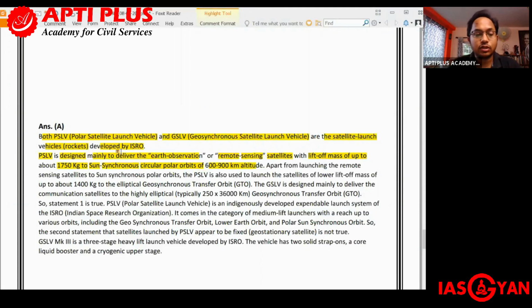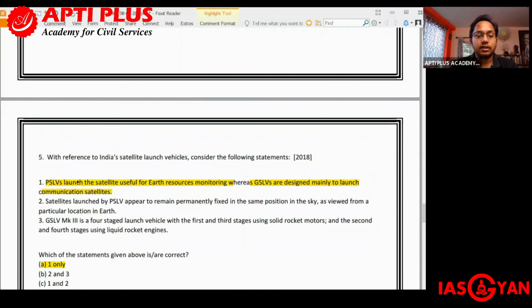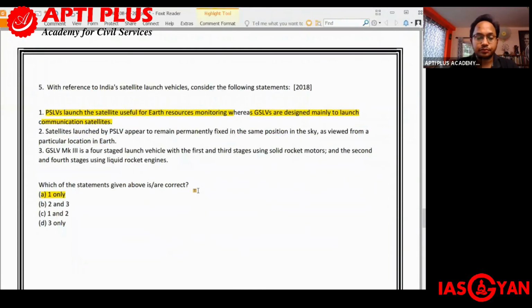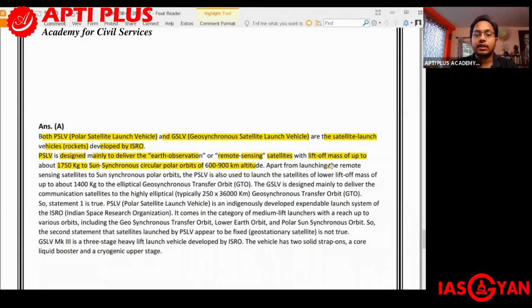PSLVs, or the Polar Satellite Launch Vehicles, are mainly designed to deliver the Earth observation or remote sensing satellites. So remember this, PSLVs are mainly meant to launch those satellites which are useful for Earth resources monitoring. Okay, so PSLV is designed mainly to deliver the Earth observation or remote sensing satellites with lift-off mass of up to around 1750 kg to sun-synchronous circular polar orbits of 600 to 900 km altitude.